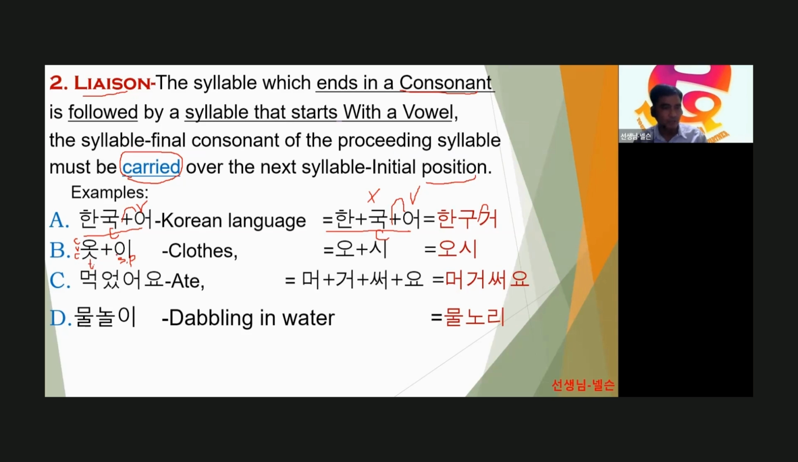But meron siyang vowel na E. So therefore, siyot will be carried by the vowel E. So pagdating sa pronunciation, instead of ut E, the correct pronunciation is OC. Kasi nag-carried yung consonant sa vowel. Okay, yan yung number 2 liaison. Yan ang pinakamarami pagdating sa Korean grammar, especially sa Korean sentences.